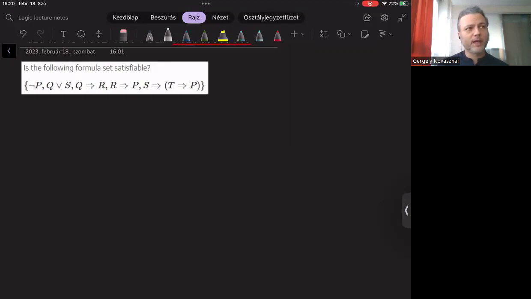So the truth table would have 32 rows, and in each of those rows, we should evaluate all those 5 formulas. So this would be a very huge table. It would be very inconvenient to use. Therefore, now I'm going to show you another approach, a more intuitive approach.